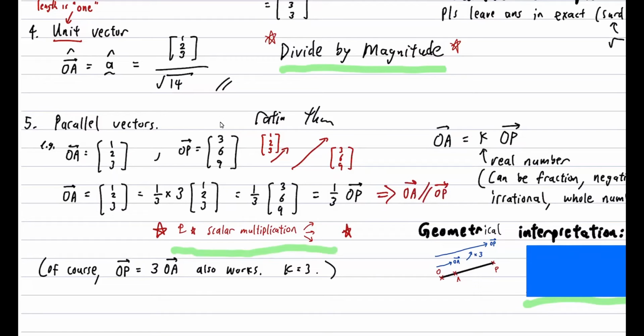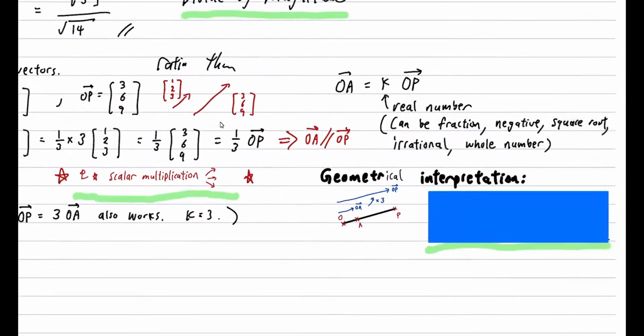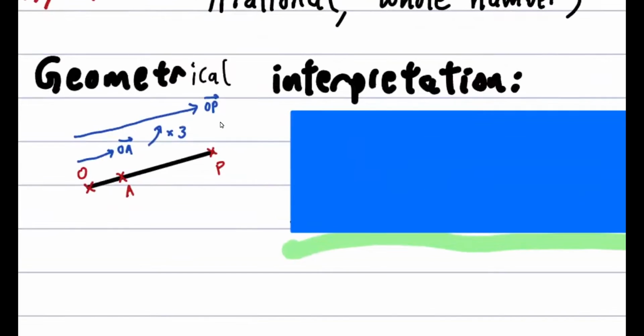Of course, you can walk the other way around. Then you say 3 times OA is equal to vector OP. But in this case, the K will be 3. Just the other way around also works. Okay, then geometrical interpretation. This one I draw a nice little picture. Let's say you got a line, you got point O, point A, and point P. Where's vector OA? It's here. Where's vector OP? It's there.